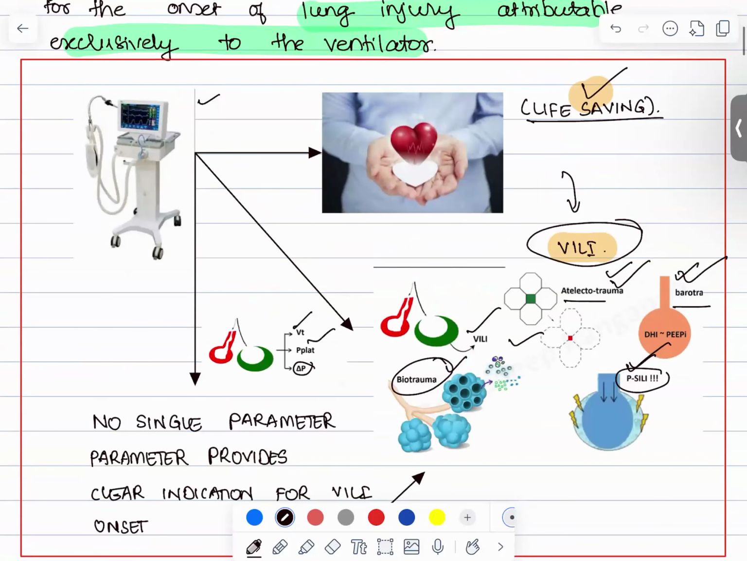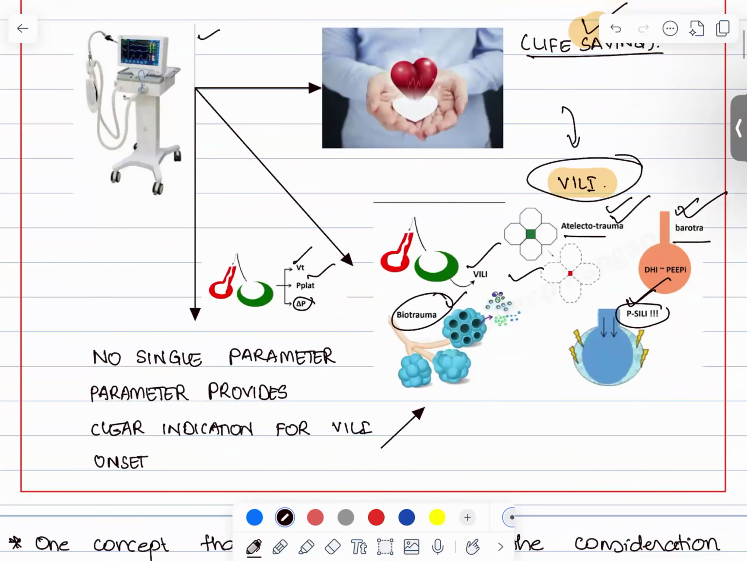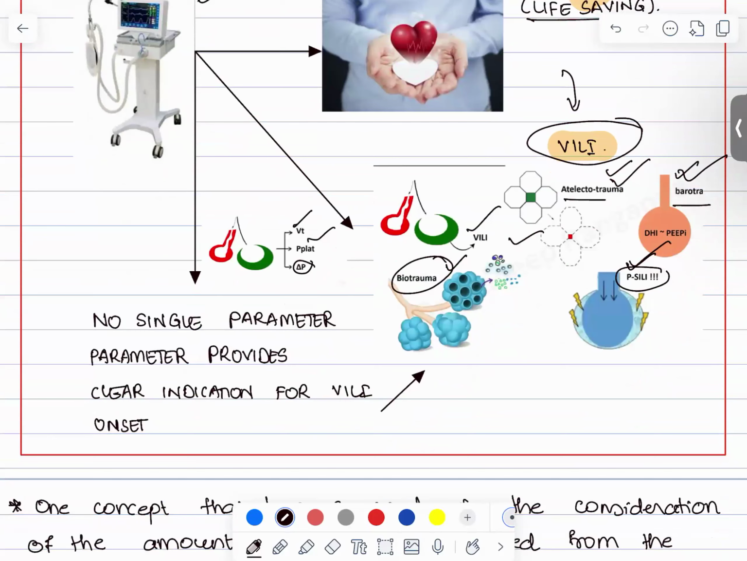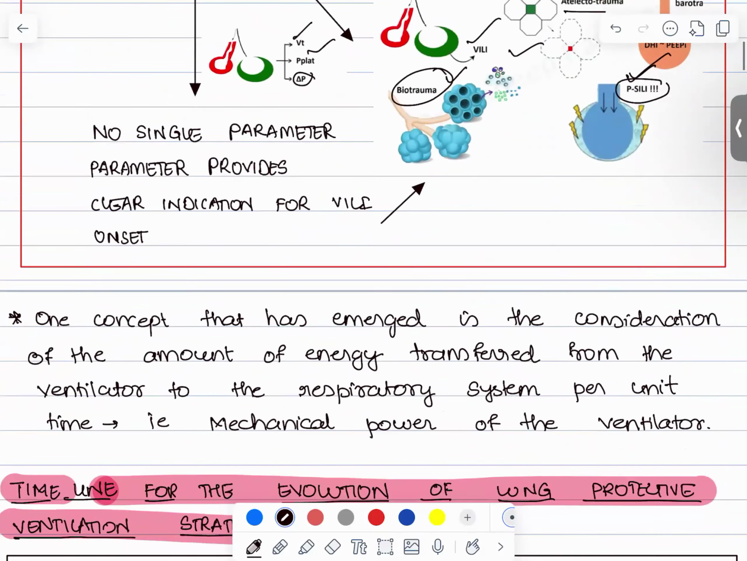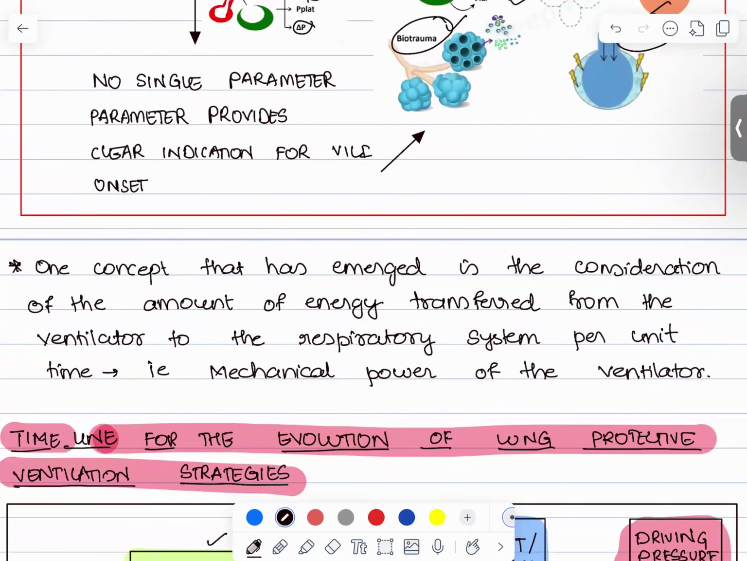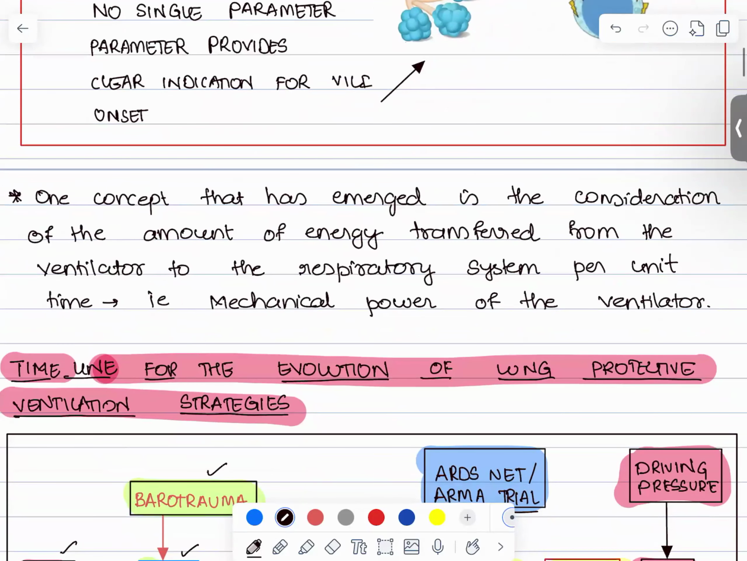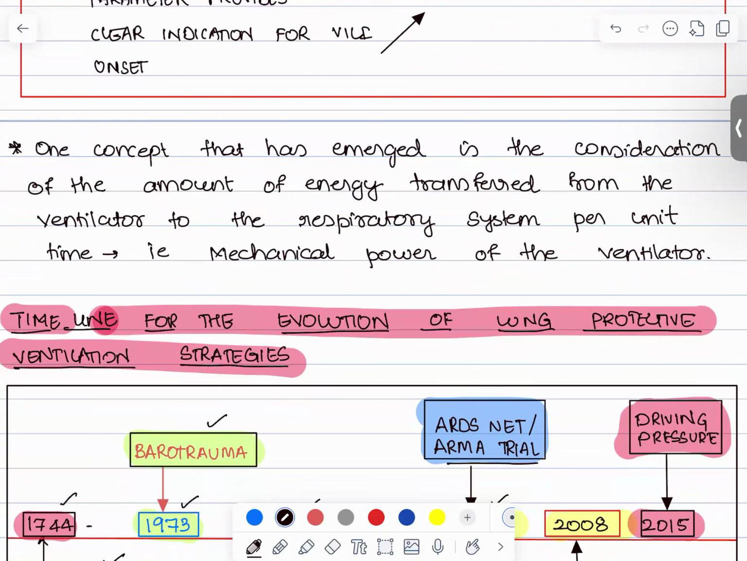From this diagram, we get to know that no single parameter provides a clear indication for the onset of VILI. When VILI occurs, how it onsets, and all those things, we are not sure. So the concept that arrived is the mechanical power of the ventilator. The mechanical power of the ventilator means the amount of energy that has been transferred from the ventilator to the respiratory system of the lung.